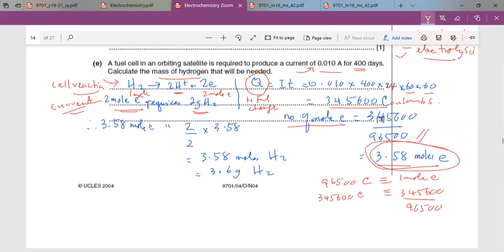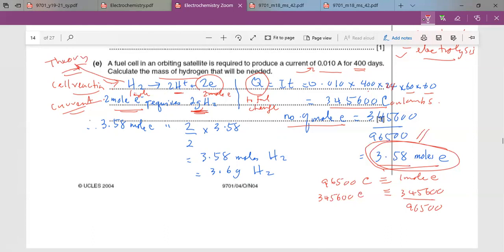By how many grams of hydrogen? So from here, I know that 2 moles of electrons is produced by 2 grams of hydrogen. Yeah, from here, because this is 1 mole. From theory, the theory of the actual reaction happening, 2 moles of electrons requires 2 grams of hydrogen, right?